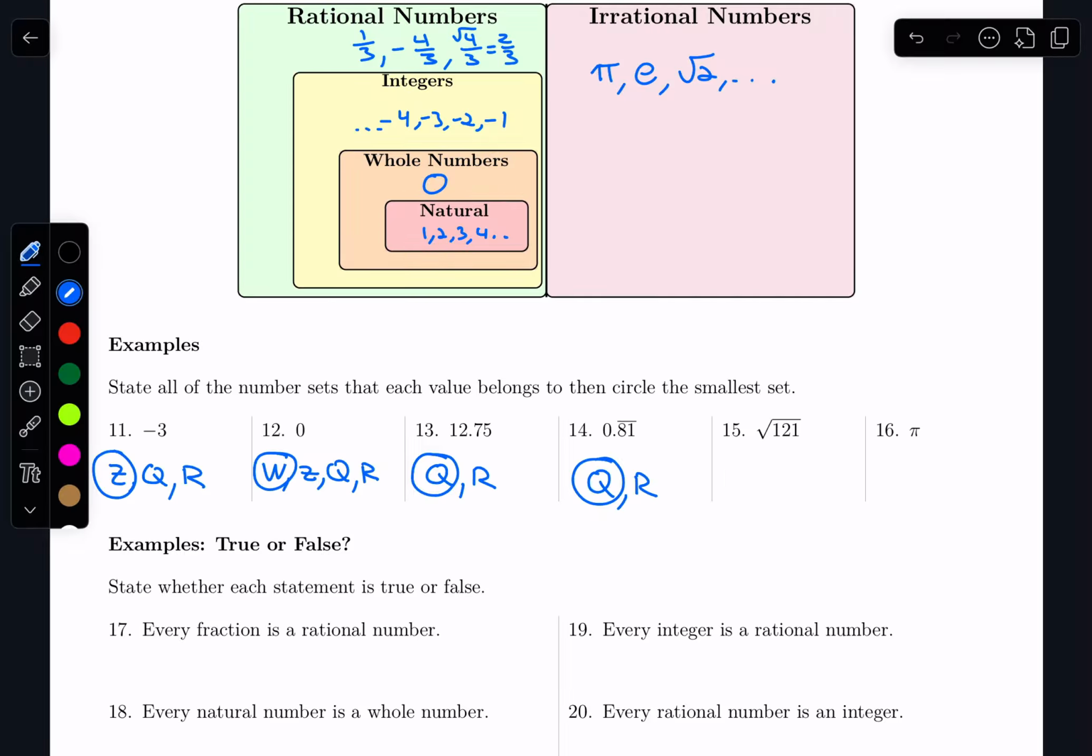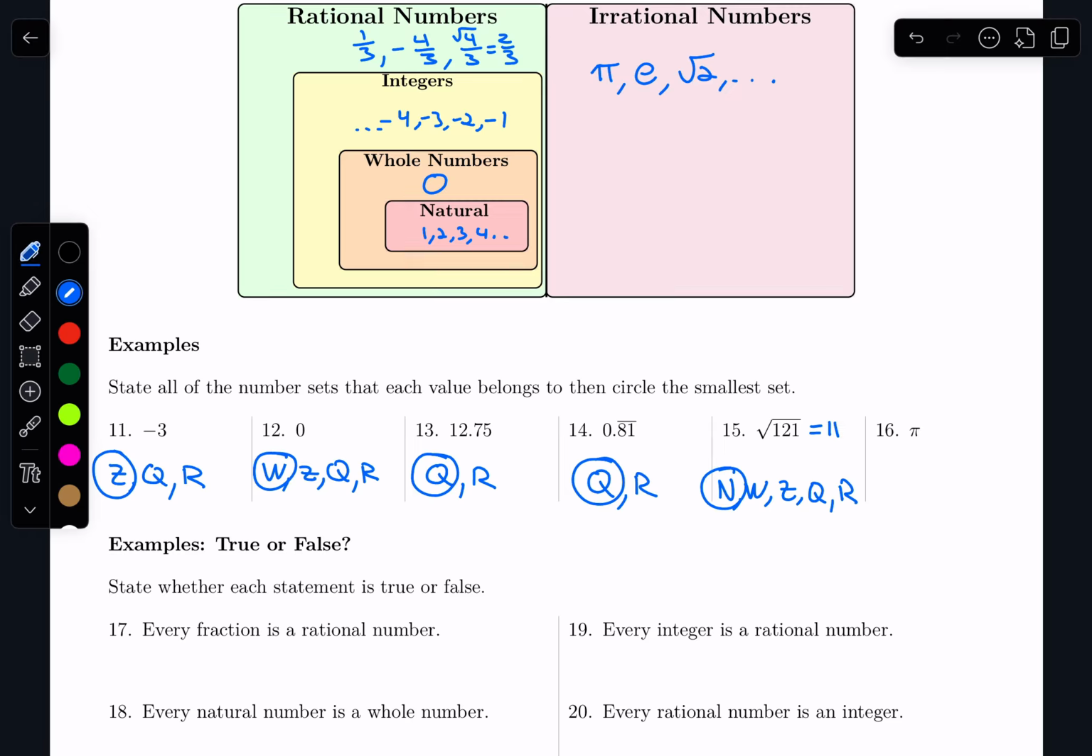Number 15, you might think that it's an irrational number because it has a square root on it, but square root 121 is actually just 11. So this is way more than you probably thought it was at first. 11 is a natural number, which makes it a whole number, which makes it an integer, which makes it rational, which makes it real. So it is all of them, which means natural is the smallest group it fits in.